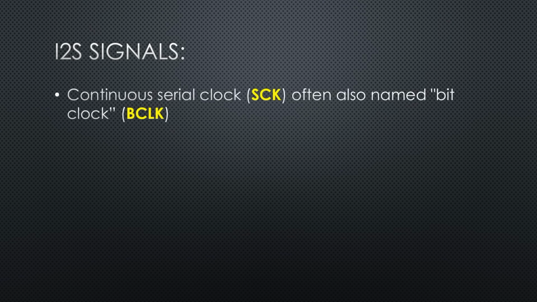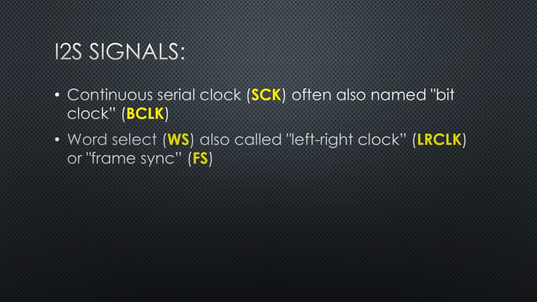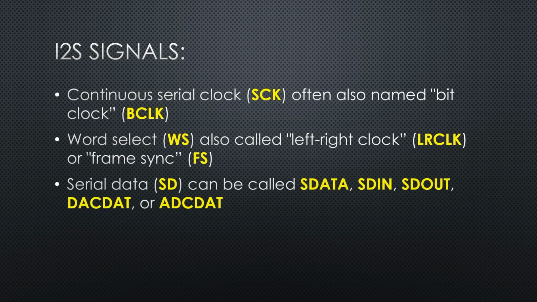The continuous serial clock, SCK, often is named bit clock, BCLK. The word select officially is called word select, WS. But you often also find it named left-right clock, LRCLK, or frame sync, FS. The third signal officially is called serial data, SD, but it can be called SD data, SD in, SD out, DAC DAT, or ADC DAT.